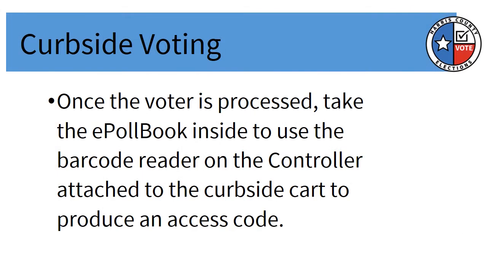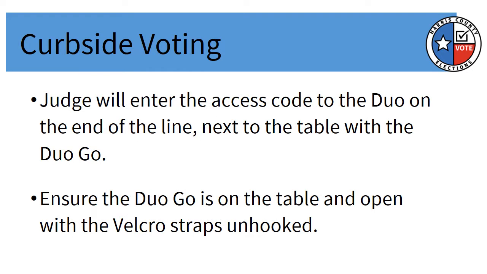Once the voter is processed, the curbside clerk will take the e-poll book inside and use the barcode reader on the controller that's on the line with the Duo Go to read the barcode and produce an access code. At this point, the curbside clerk will alert either the presiding judge or alternate judge and will continue the process together. The judge will take the access code to the Duo voting device at the end of the line.